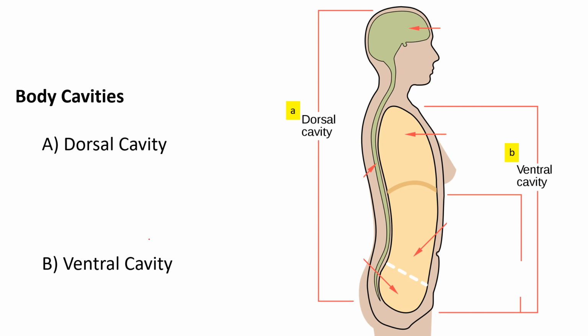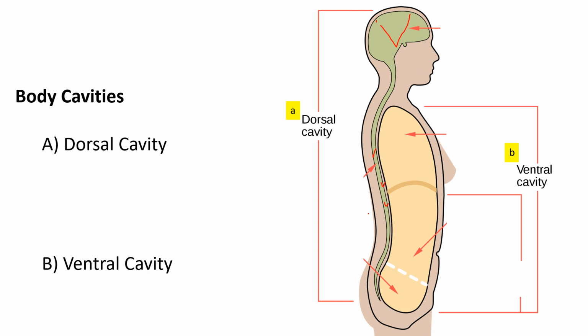The first body cavity we're going to take a look at is labeled A, and this is going to be the dorsal cavity. Remember, dorsal means back. So this is the body cavity that's on the back of the person, and it's going to be represented in green in the image. It includes this area up here and this area right down through here. All of that's green, so that whole thing is going to be called the dorsal cavity.